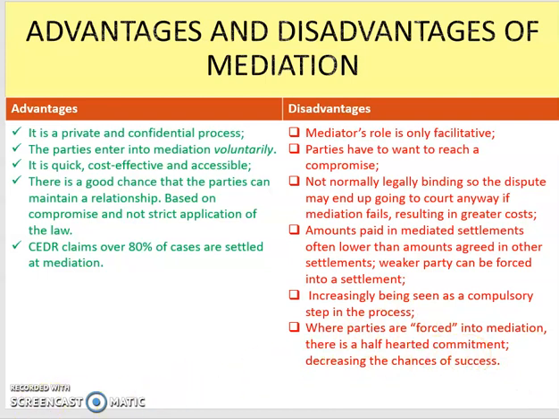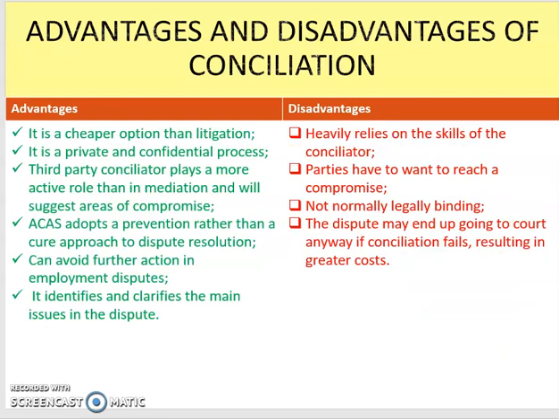Have a look then at our next method or type of ADR, conciliation, and look at the advantages and disadvantages here. So conciliation, remember, is very similar to mediation because, again, you've got a third party helping the parties to reach a solution. But this time, a conciliator plays a much more active role and will offer solutions to the parties. In terms of advantages, it is cheaper than going to court.